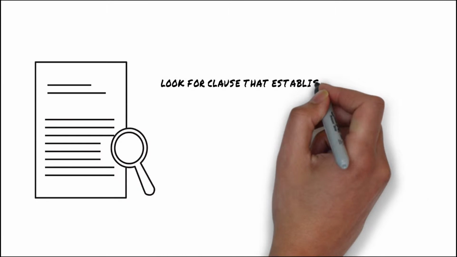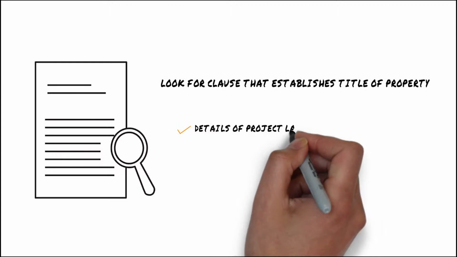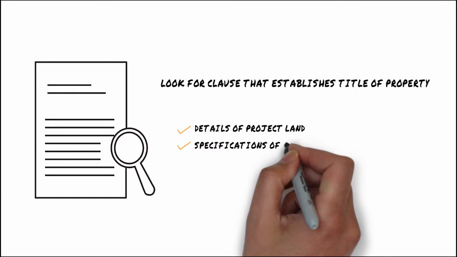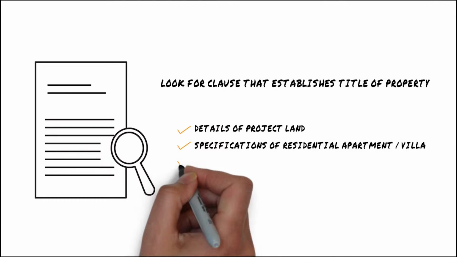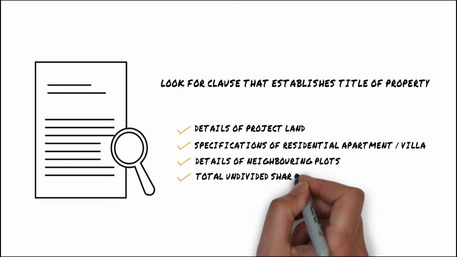To start things off, look for a clause that establishes the title of the property you're looking to buy. This will include details of the project land, specifications of the residential apartment or villa, details of neighboring plots, and most importantly, the total undivided share of land.